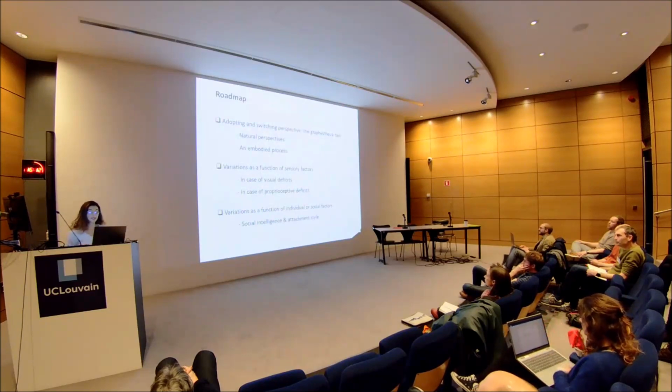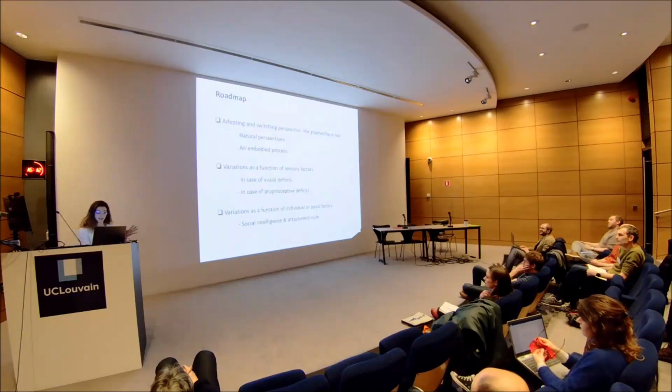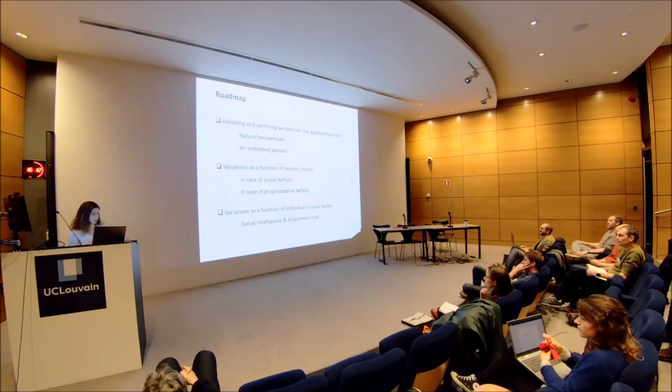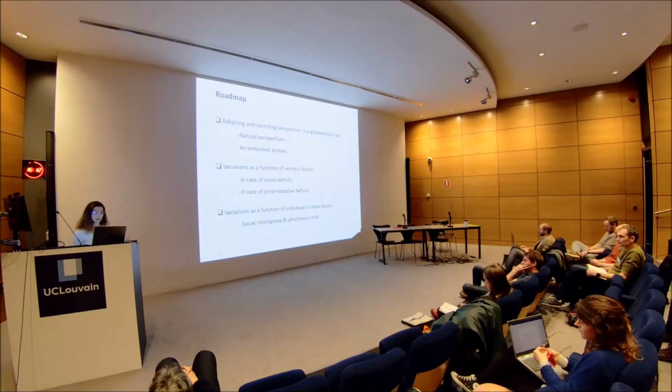So from this, many questions can be asked. Which perspective is naturally adopted? A question which has been raised a lot today. What are people's abilities to switch perspective, which is something that is far more overlooked? Is it an embodied process? And then I'm going to ask, do these abilities change as a function of sensory factors, such as visual and proprioceptive deficits? And do they change as a function of social or individual factors? So this is the roadmap.